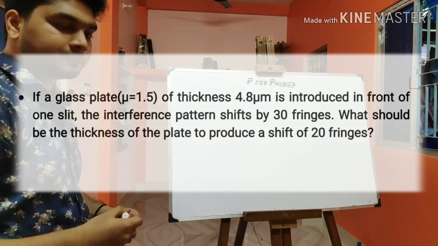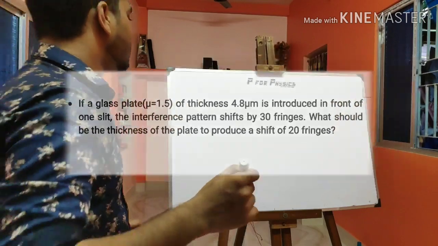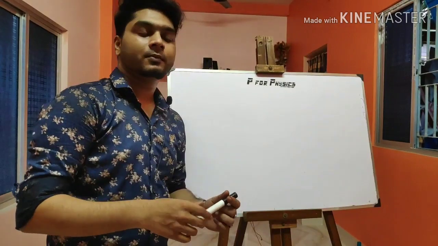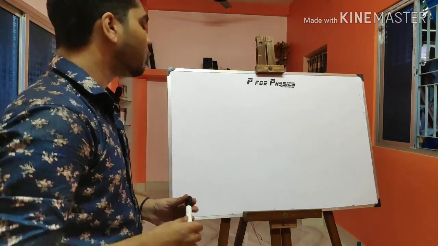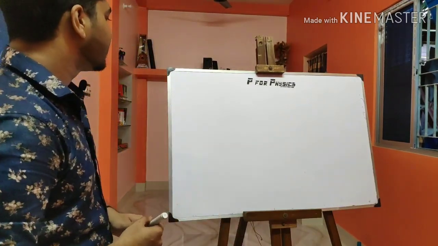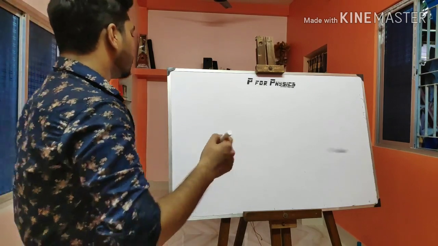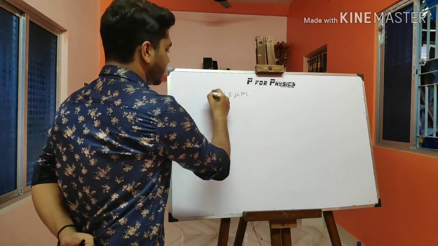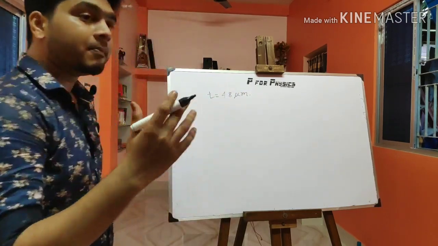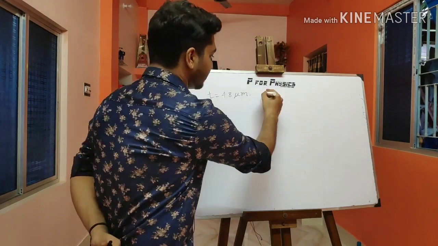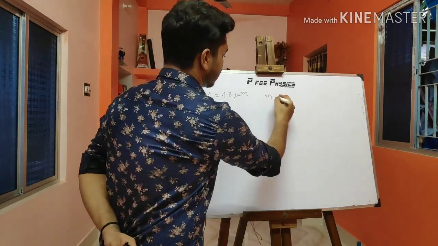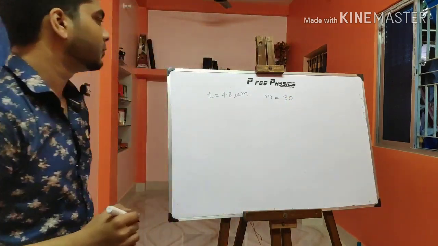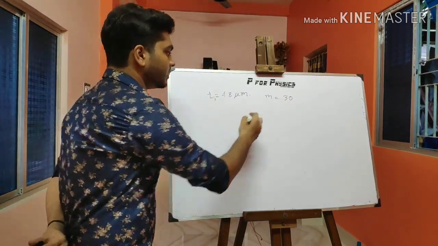So it says about the fringe shift when we introduce a transparent plate in front of one source. When the plate is 4.8 micron thick, that is when T equals this thing, the number of fringe shift, which is denoted by M, is 30. Okay, so let's call it T1, let's call it M1.